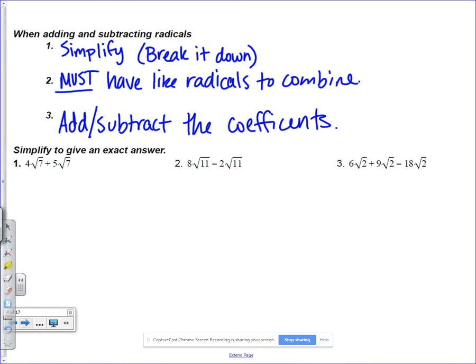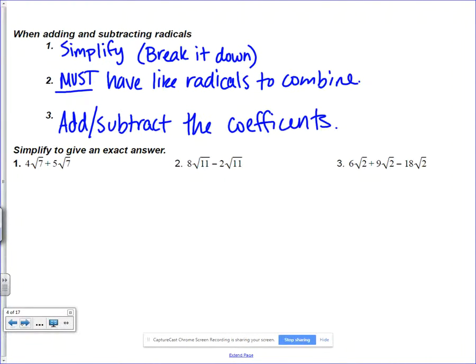Number 1. Do you see how it says simplify to give an exact answer? If you were to type this in your calculator, actually, let's do this. Ready? Grab your calculators. Ready? 4, the square root of 7, close the parentheses after that 7, plus 5, the square root of 7, close the parentheses after that 7, and press equals. You get a huge decimal, right? It is not exact. So we're going to keep the radicals in there to make it exact.